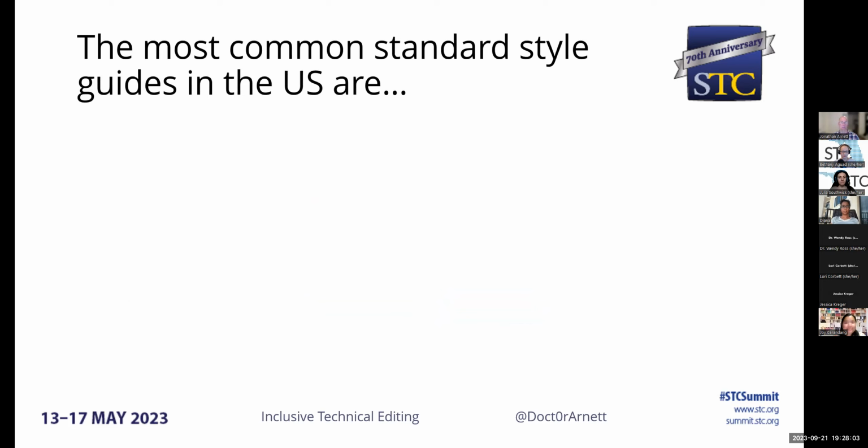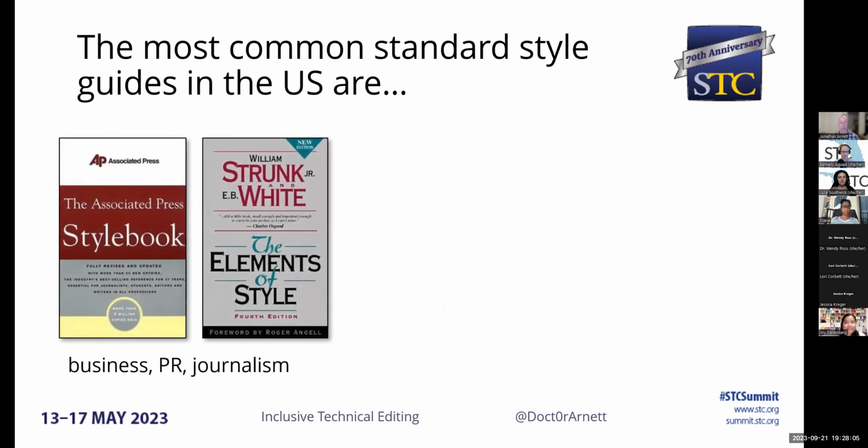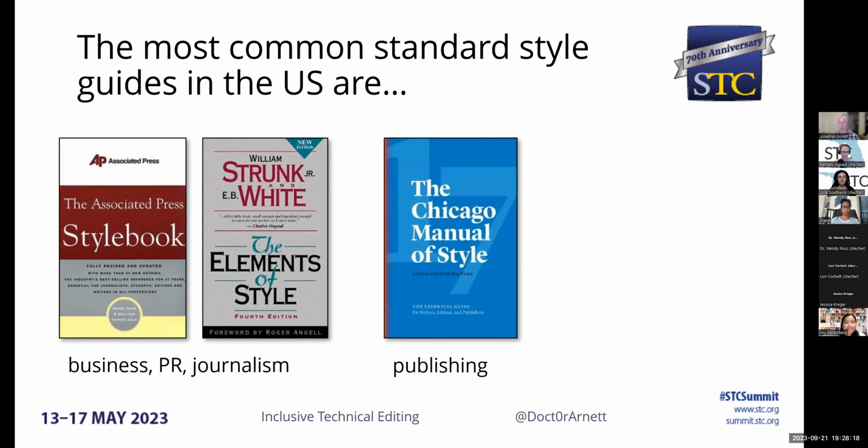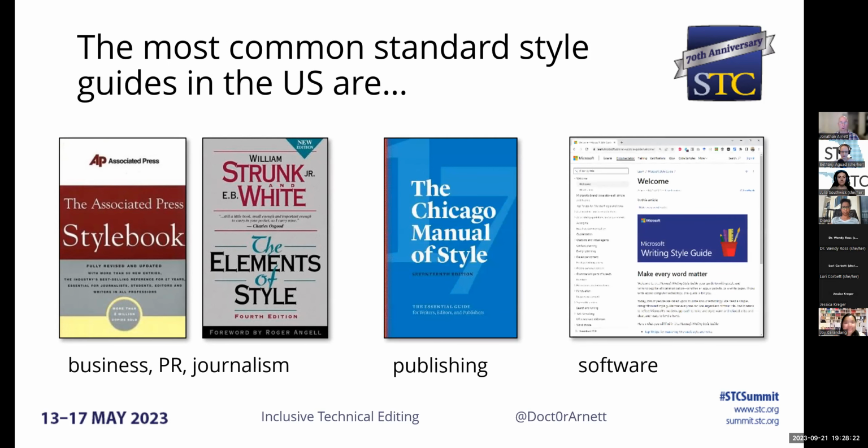So when we start talking about what are these things and where do we see them, what do we use them for, the most common ones in the US, the AP Stylebook and Strunk and White's Elements of Style. I'm familiar that you all have seen these at least once in your lives, yes? So these are often used in business, in PR, in journalism. If you're going to be working in publishing, Chicago is the go-to. If you're going to be working in software, Microsoft has a style guide. It's probably the big one that everybody has to go to.